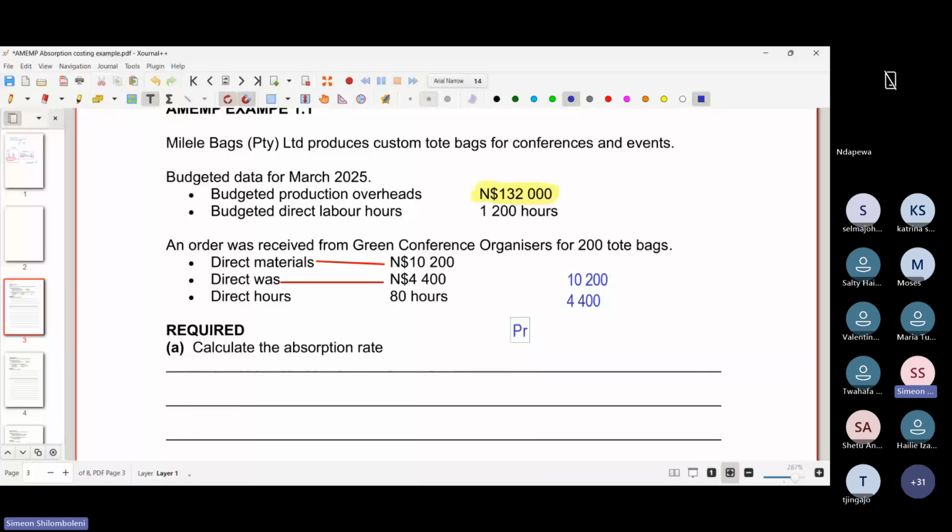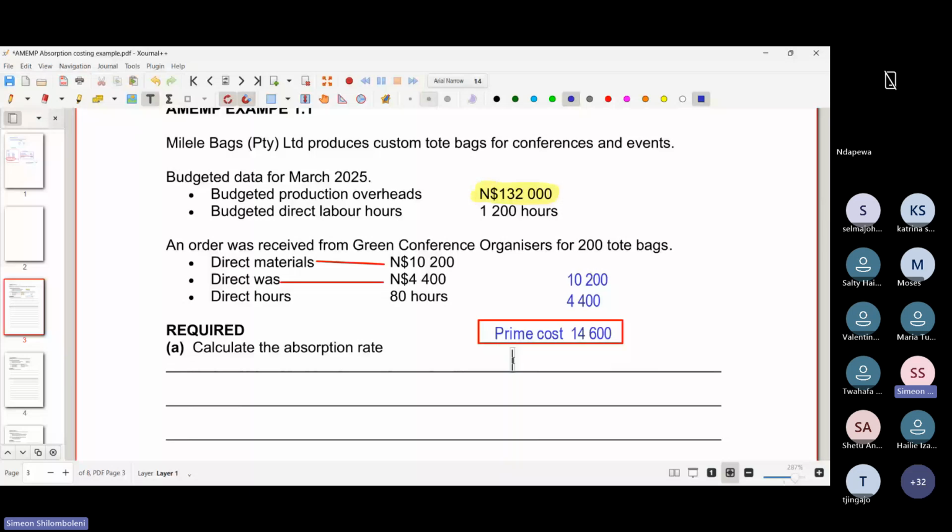How much is our prime cost? Can someone give me the answer there? 14,600. 14,600. Now, what I want you to understand here is this 14,600 is the cost of your direct costs, the total direct expenses. This is what it costs to produce these 200 bags.